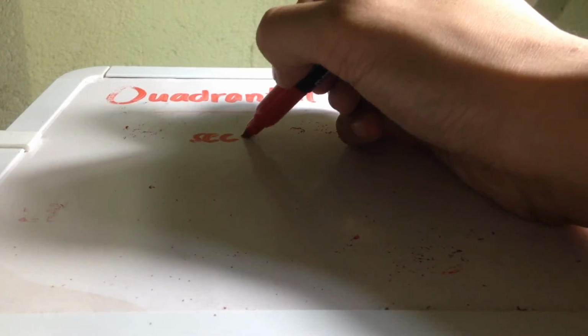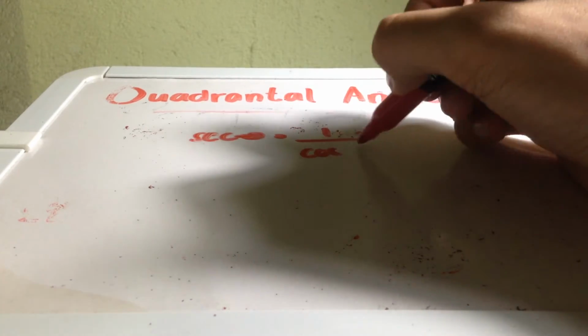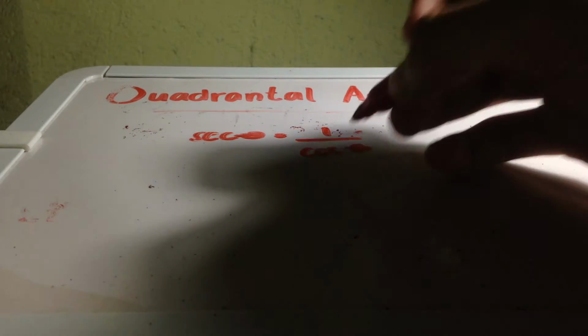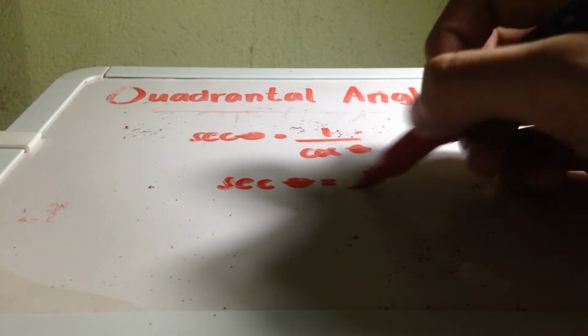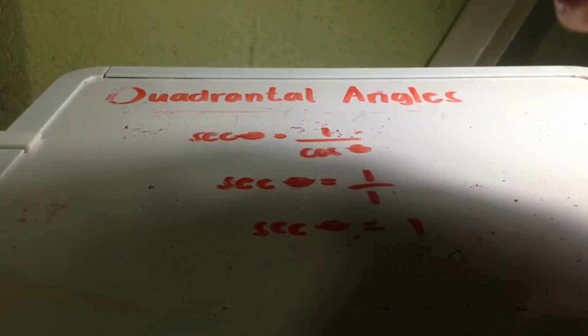And furthermore, secant's counterpart is cosine. That's why the reciprocal is 1 over cosine theta. And in order to find that, if we're going to substitute cosine 0 degrees, cosine 0 degrees is 1, so we're going to find is 1.